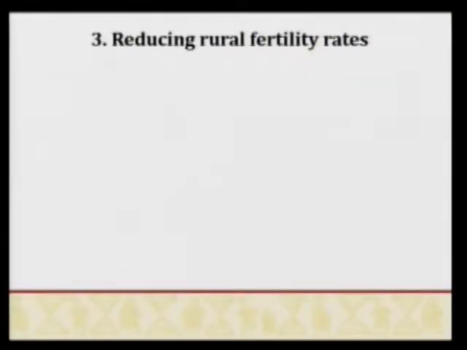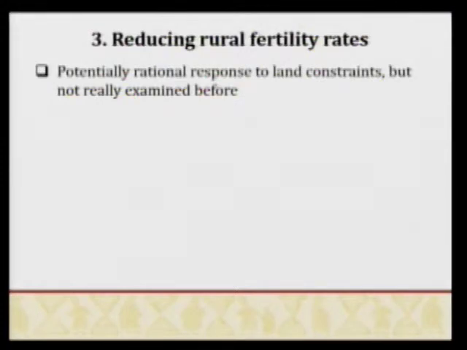So a third means of responding to higher population pressure is just to reduce your fertility rates. If you've only got 1 hectare, it doesn't make much sense to have 7 kids, especially if there are limited non-farm opportunities. So we were curious to know whether people do adapt their fertility behaviors in response to land pressures. Despite this being a very rational response and consistent with a large economic literature that views fertility as a choice behavior, this hadn't really been examined before in the existing literature.